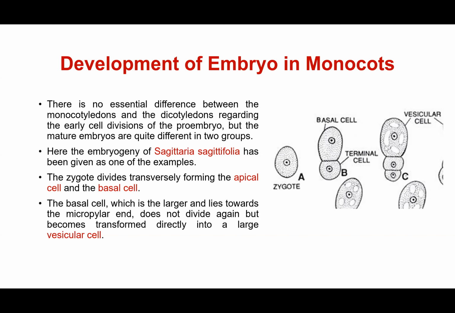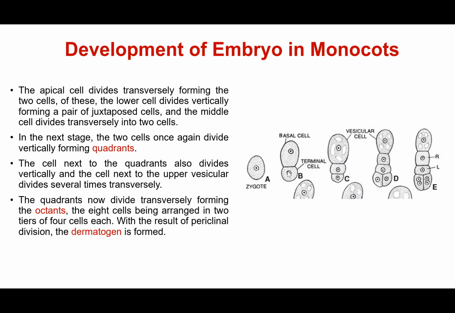In dicots we saw that the basal cell divided and formed 6 to 10 cells known as suspensor cells, and the uppermost cell became enlarged and acted as a haustorium. Here the basal cell remains as such, it is not dividing, and it is directly acting as a vesicular cell. It is just enlarging in size. Next, all the divisions happen in the apical cell.